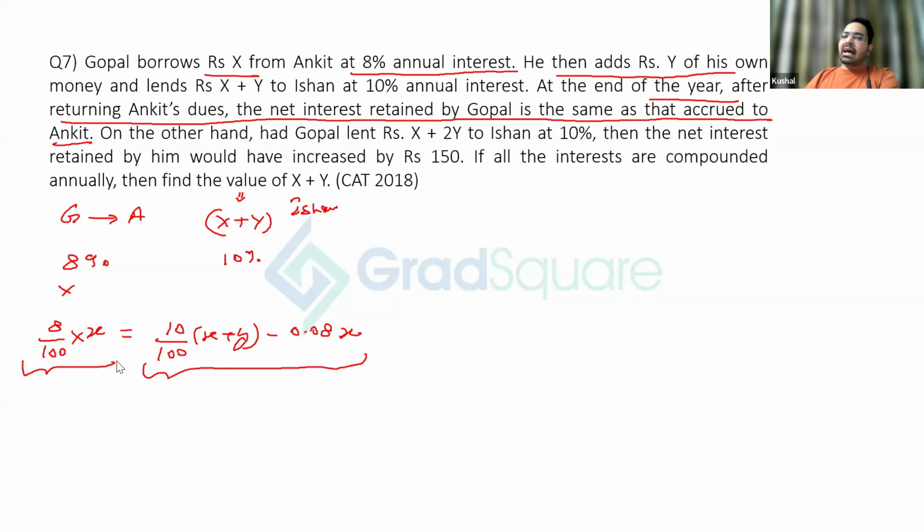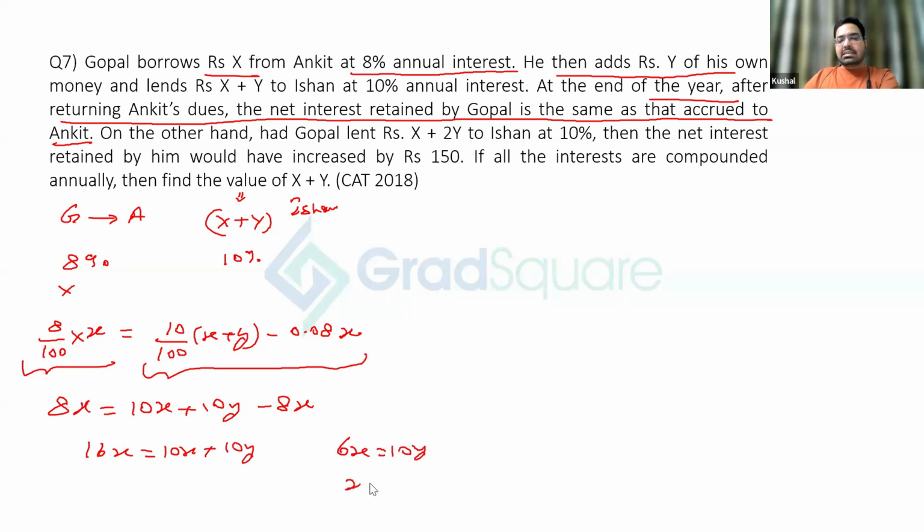So this equation has every term in either X or Y. It will give you the value of X in terms of Y or Y in terms of X, right? So you can simply say 8X is equal to 10 times X plus 10 times Y minus 8X. That's the equation you are looking at. Now 16X is equal to 10X plus 10Y, which turns out to be 6X equals 10Y, or X equals 5 by 3 times Y. This is one equation that we have until this point.